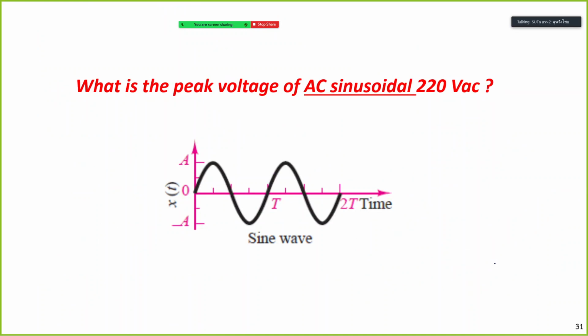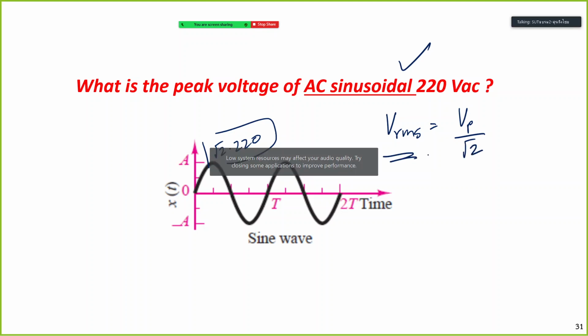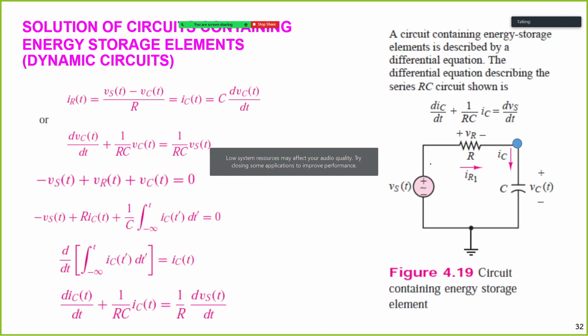So what is the peak voltage of AC sinusoidal 220 AC? It will be square root 2 times 220. This is the peak voltage here, because V RMS equals V peak divided by square root 2. If we know the RMS value, we know the peak value.